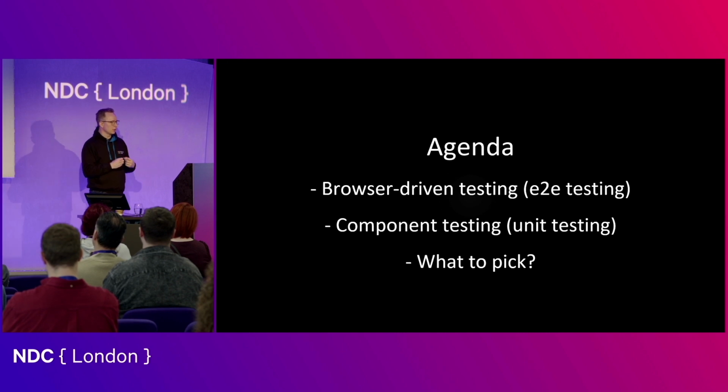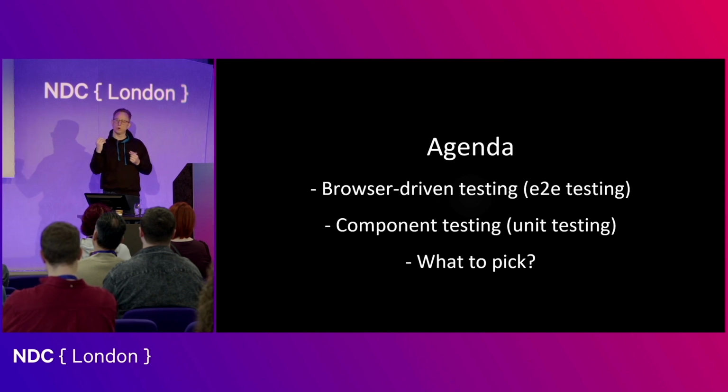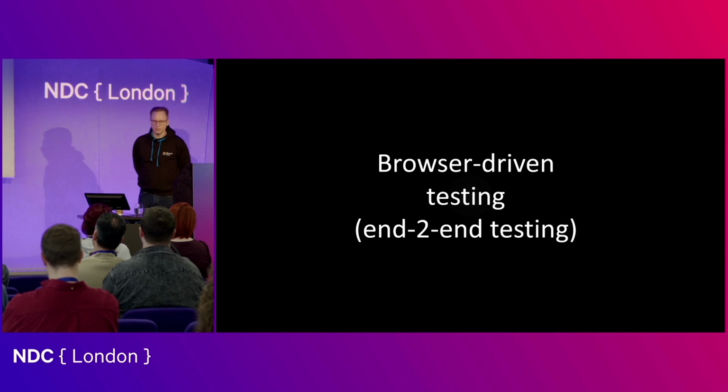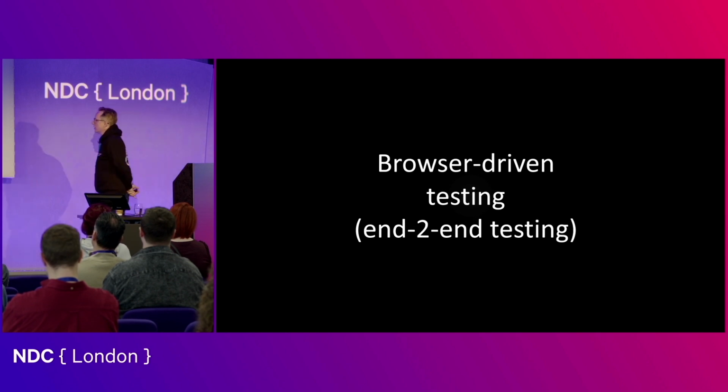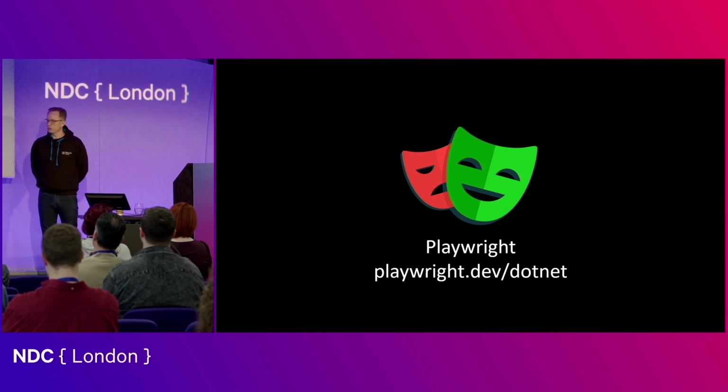And then we will round out with a discussion of what options we've looked at, what the pros and cons of each of them are, and what you would want to pick depending on your situation. So hopefully you will be left with a good starting point if you want to start testing your Blazor applications or Blazor components at home. So let's start with the first thing: browser-driven testing. And for that, we will use Playwright.